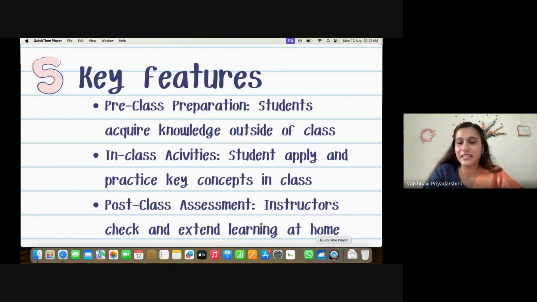Now, in-class activities, what are the objectives? In-class activities means during the flipped classroom, what do we do? We promote active learning. That is, we allow students to do more problem solving, to use project-based methods, to promote their critical thinking. Again, application of that particular thing, how you can apply it in the real world. So students here apply and practice key concepts in the class.